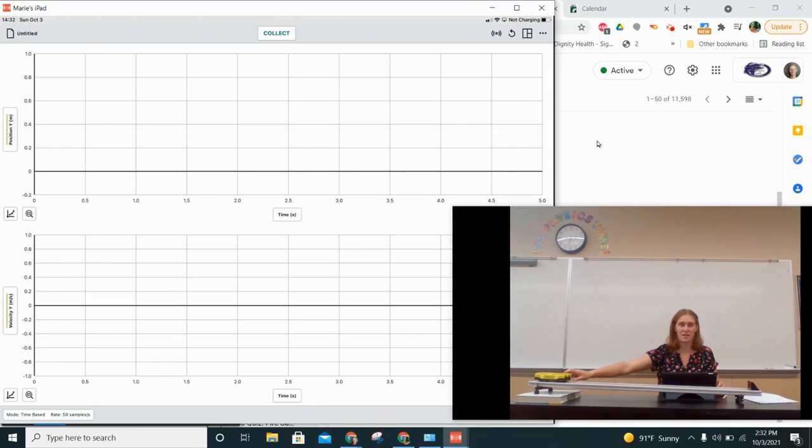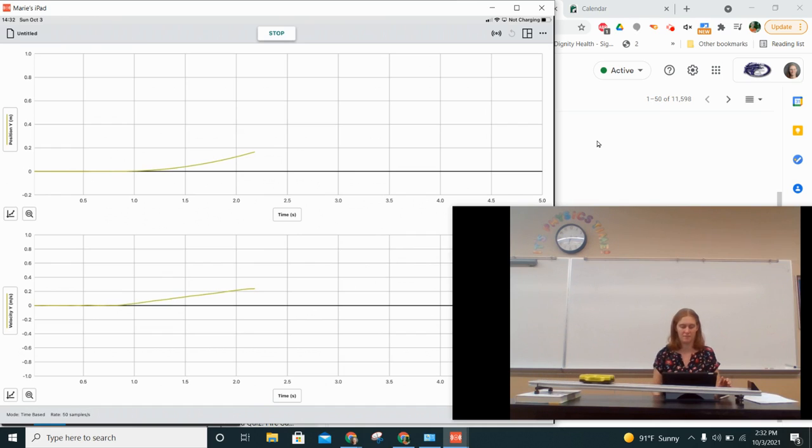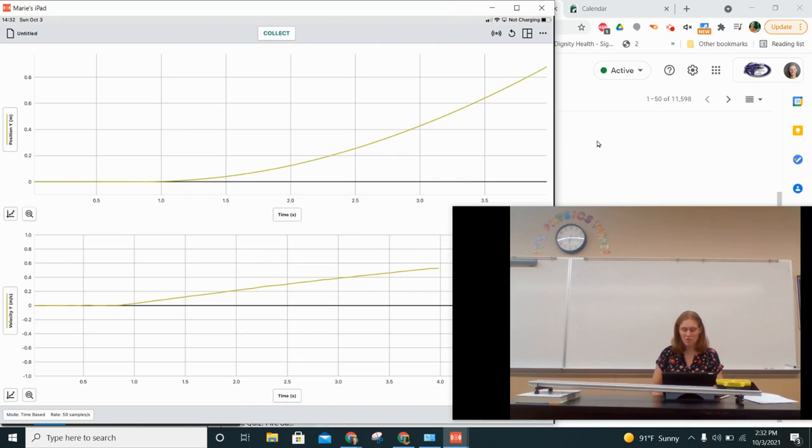Alrighty, so we're going to go ahead and let this cart go at the top of the hill at that position of 0, and let it run down the hill. I'm going to go ahead and click collect. Excellent. And then right before it hit the end there, I went ahead and stopped it. So we can go ahead and zoom this in, and I want to look at a couple things here. I didn't push the button right at the beginning, so the first part here is not going to match up exactly, but that's okay.